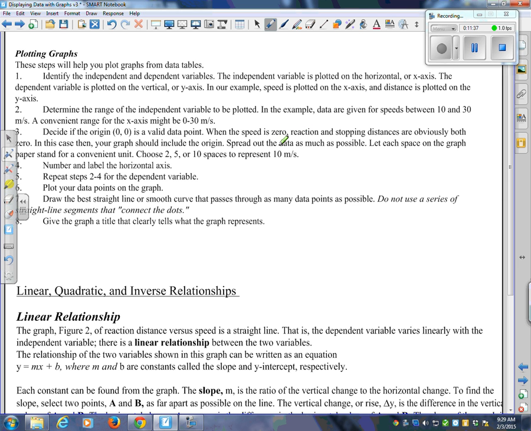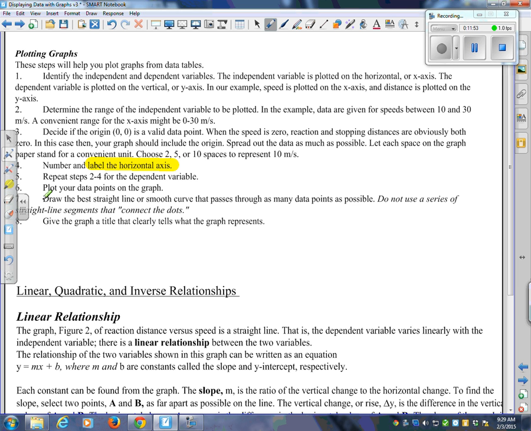Should you number and label the horizontal axis? Yes, you should identify what it is. You should label it. It's the speed. Repeat steps 2 to 4 for the dependent variable. Plot your data points. Here's a big one.